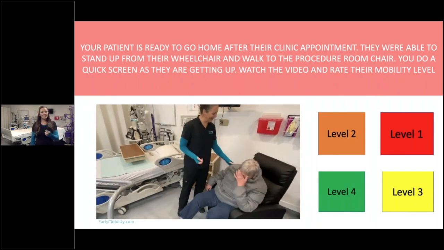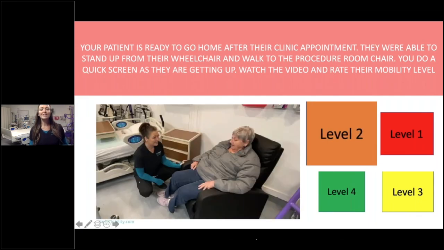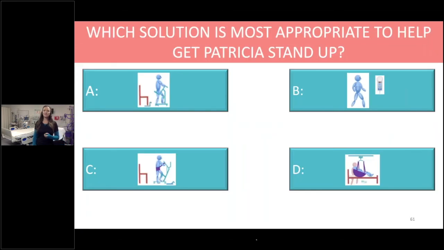So this patient, what is their mobility level? They are moderate assistance. The solution to get them up, hopefully you're getting faster at this point, is going to be C, a powered stand aid.